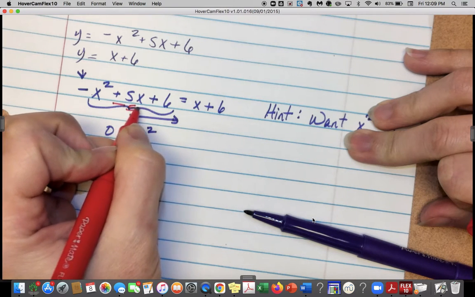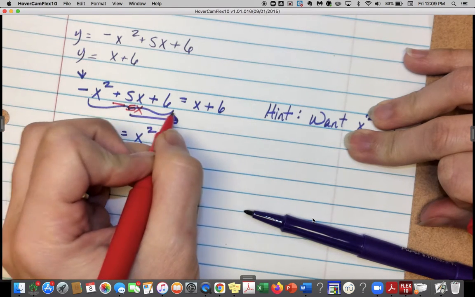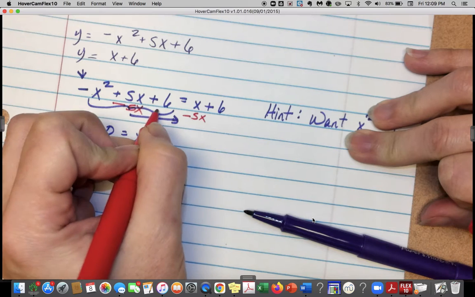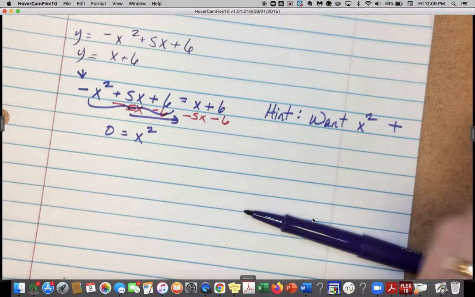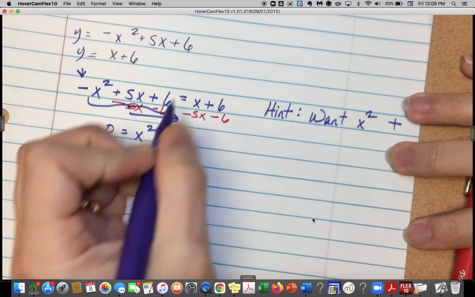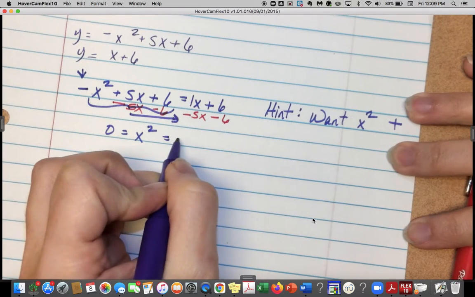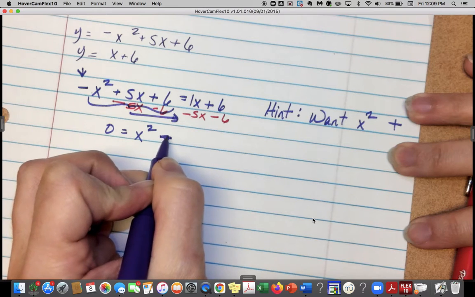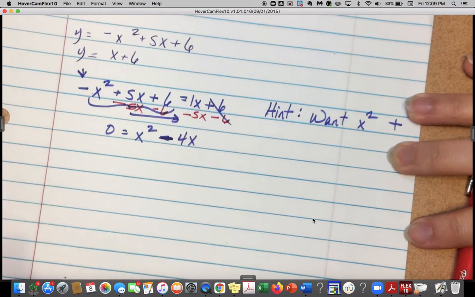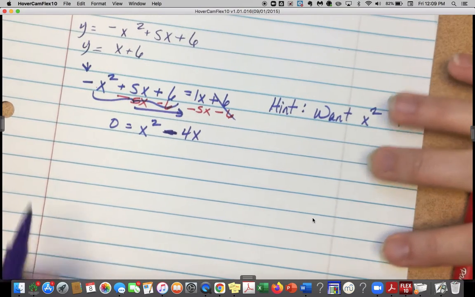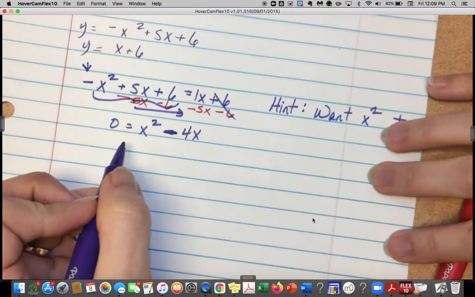But since I do have a linear term and I do have a constant, I need to come in here and show my movement. So subtract 5x, subtract 5x. Subtract 6, subtract 6. So now I can show that 1 minus 5 is a negative 4x. And look at that, my 6's go out. So all I have is x squared minus 4x.